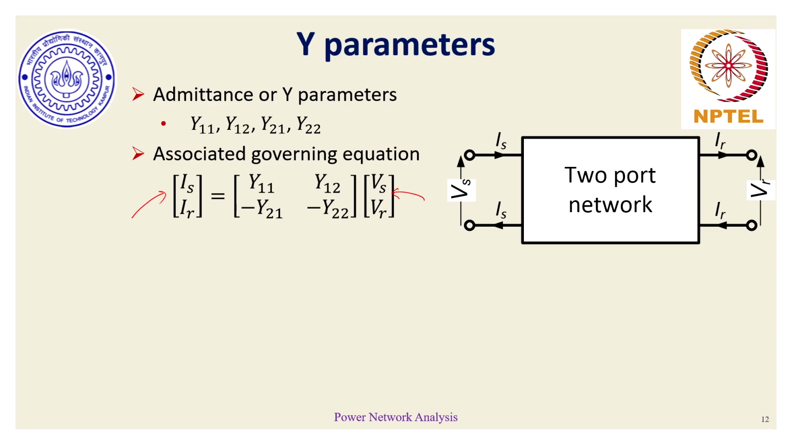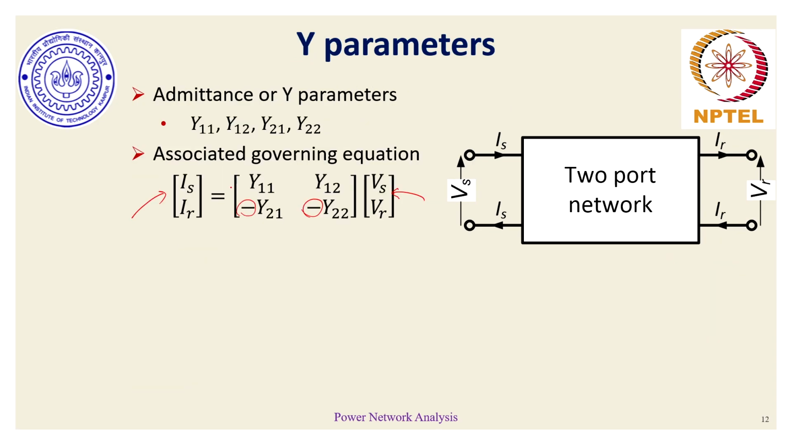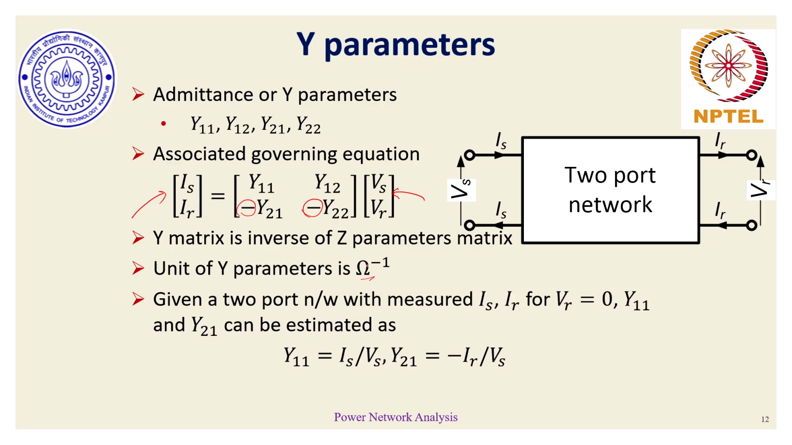The current direction is reversed from the conventional nature, so that's why you would see a negative sign here. In typical textbooks, you may find a positive sign instead of a negative sign. And essentially, in matrix form, if the inverse of Z exists, then the Y parameters are nothing but the inverse of Z parameters. Unit of admittance is omega inverse or Siemens. So that's how the omega inverse sign comes in here.